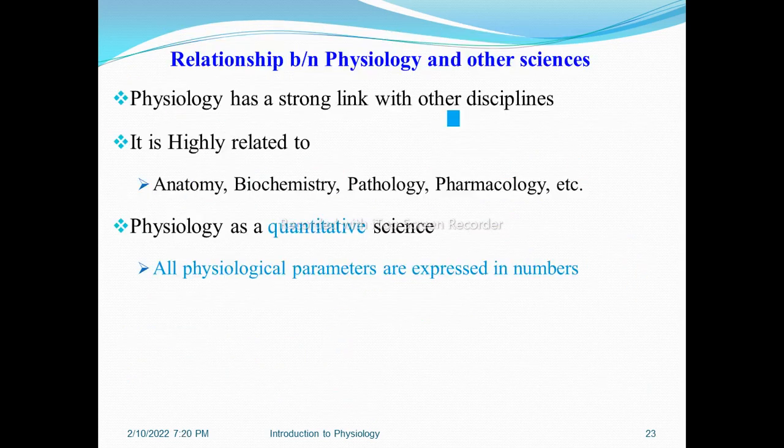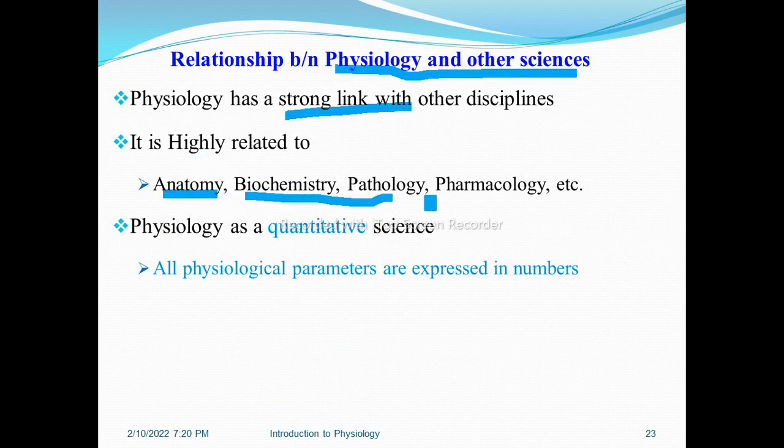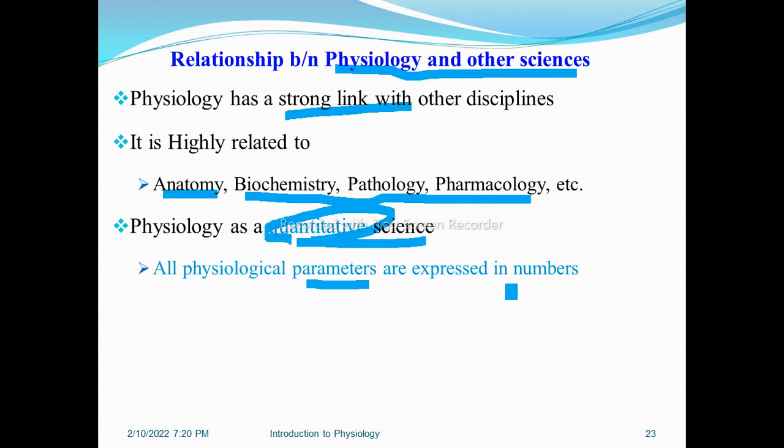When we see the relationship between physiology and other sciences, physiology has a strong link with other disciplines, mainly anatomy, biochemistry, pathology, and pharmacology. They have a strong relationship with these other fields. Physiology is a quantitative science, so all physiological parameters are expressed in numbers.